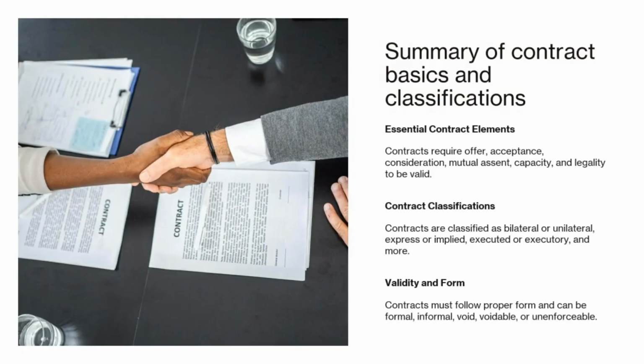So let's review this short slide presentation. We're going to do a summary of basic classifications. And so here we go. Remember that contracts require an offer, acceptance, consideration, mutual assent, capacity, and legality in order to be valid. And contracts are classified as bilateral, unilateral, express or implied, executed or executory, and more. Contracts must follow proper form and can be formal, informal, void, voidable, or unenforceable.